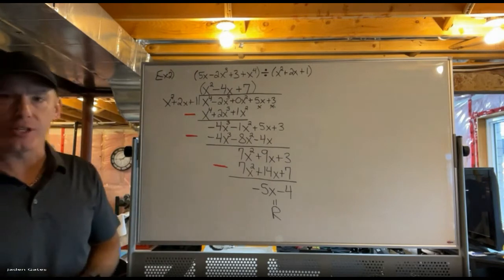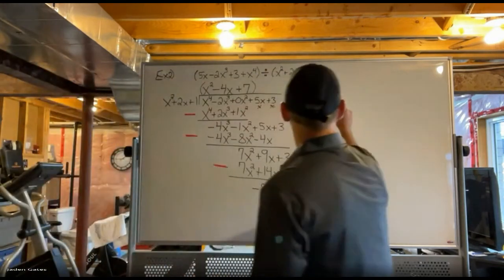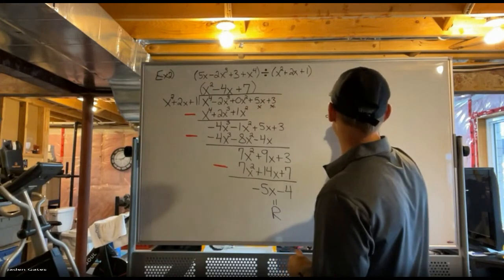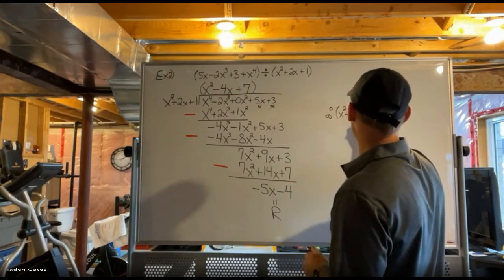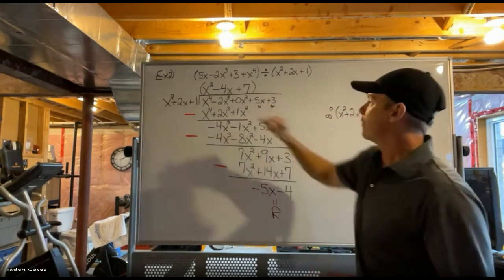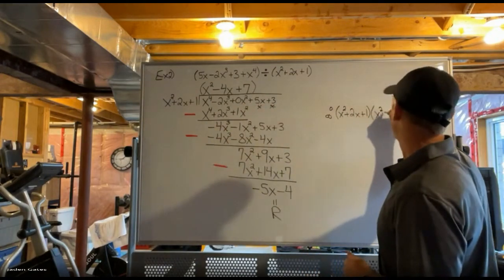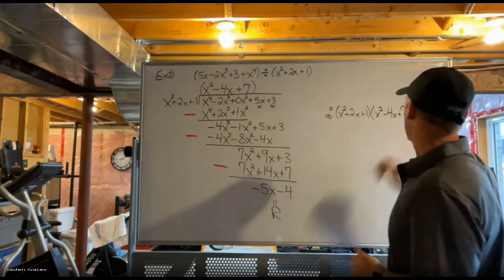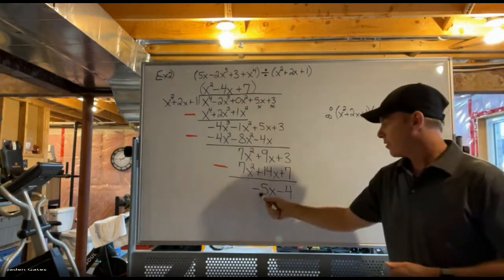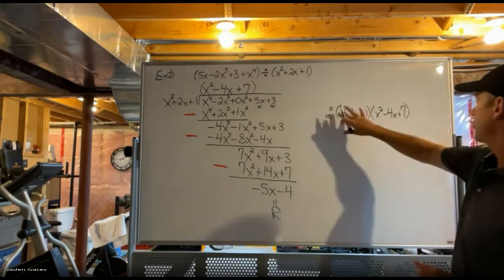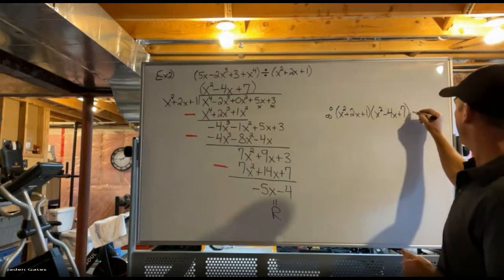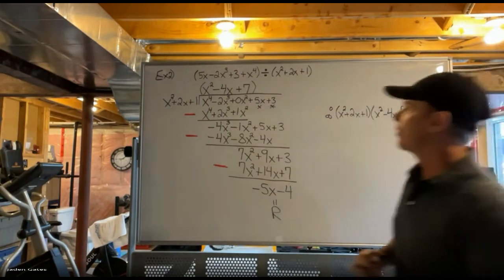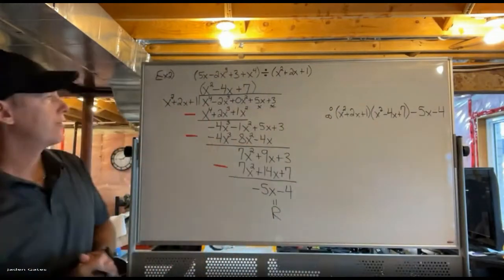Well, again, division is the opposite of multiplying. So therefore, your answer here is we've got x squared plus 2x plus 1. And if I multiply it by 4x squared minus 4x plus 7, and oh, by the way, we have this leftover stuff. So if I multiply those two and then went minus 5x minus 4, we would get our original stuff.